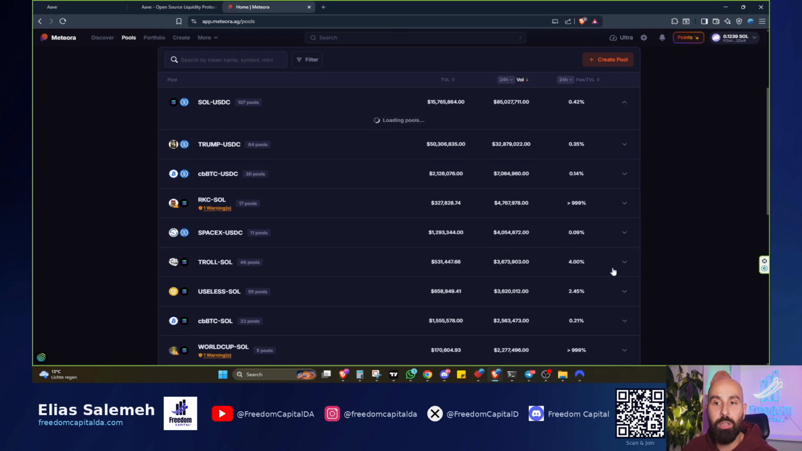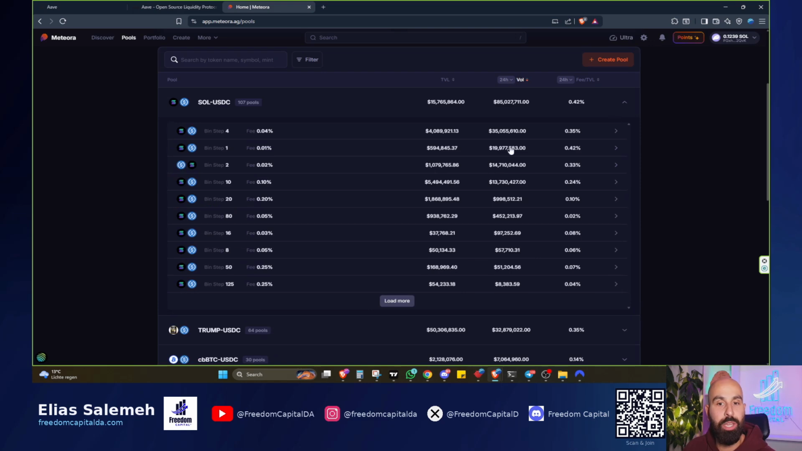So when you open this drop-down menu here, you can see the different sub pools, if you want, that are currently available under the SOL USDC pool. So here you can see the number of bin steps, the fee. I'm going to explain all of them, don't worry. The number of bin steps, the fee, the total value locked, volume, and fee to TVL.